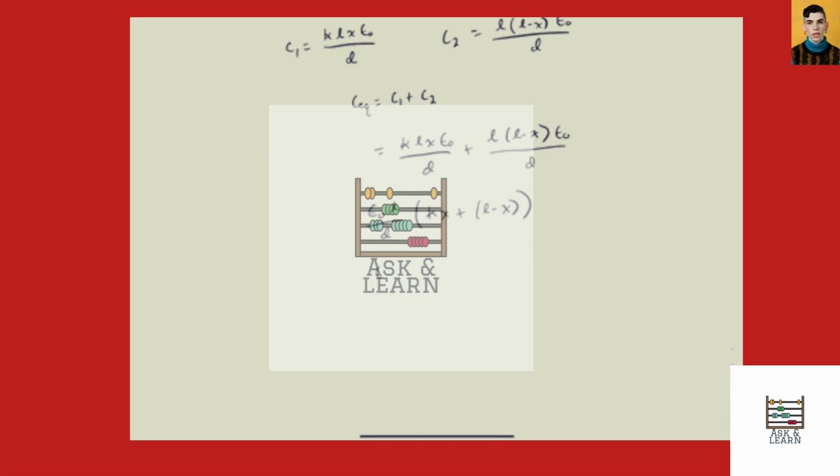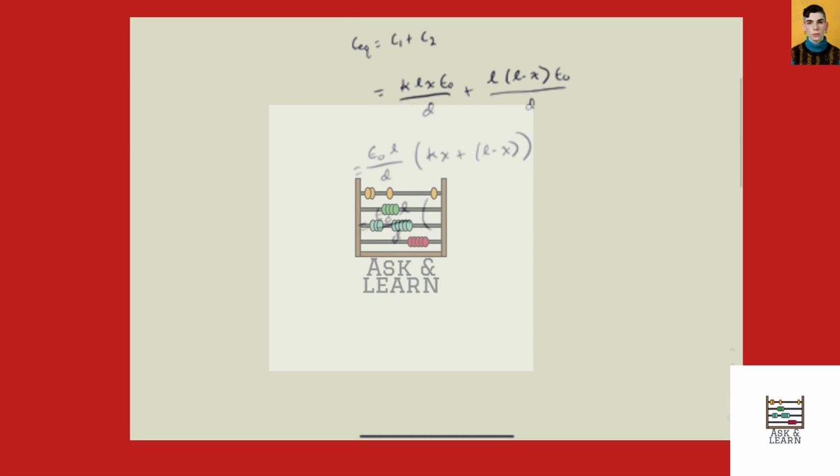We can factor it even a little bit more. So we have two terms with an X in them. First of all, there's an L, and then we have a kappa times X and a minus X. So that's L plus X times kappa minus 1. So this is the equivalent capacitance.